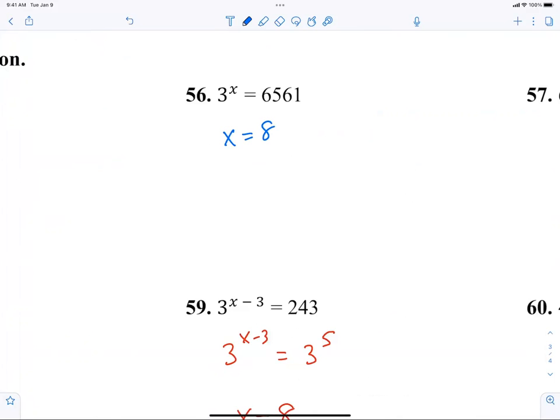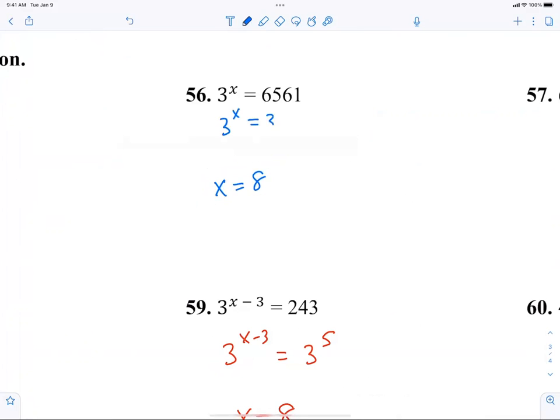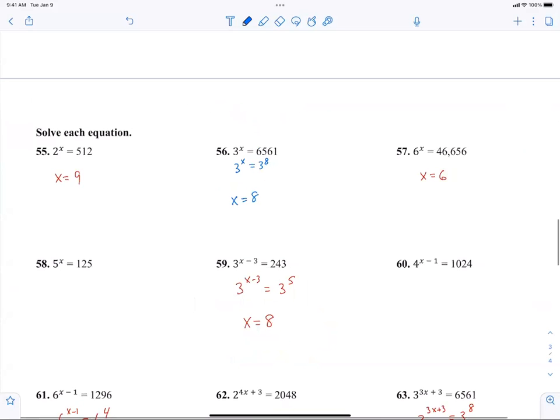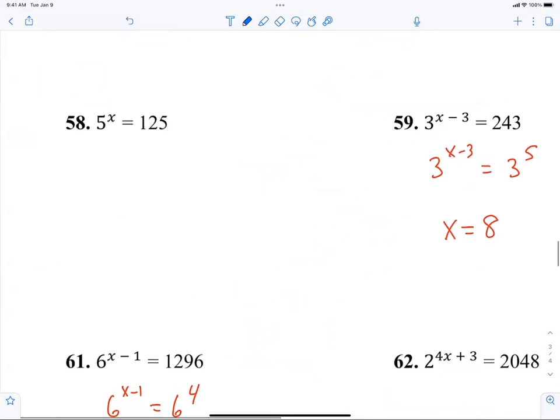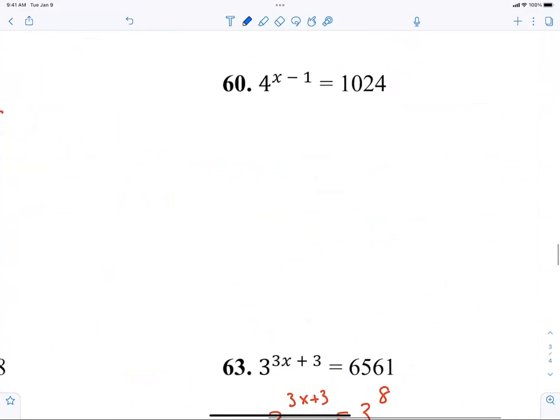Wait, how do you... Yeah, I would want you to write 3 to the x equals 3 to the 8. Thank you very much. Court, are you asking me a question or not? I think I got it. Okay, here we go. 58. That one's easy. Now look, you don't have to write this one. Everybody knows 5 to what power is 125? 3. All right. 60, however, here we go.